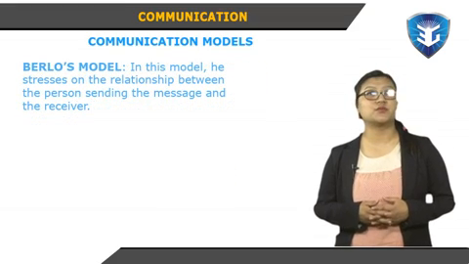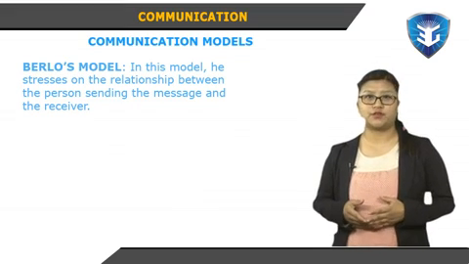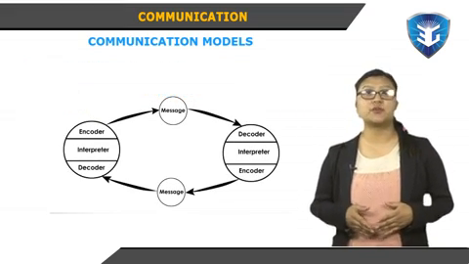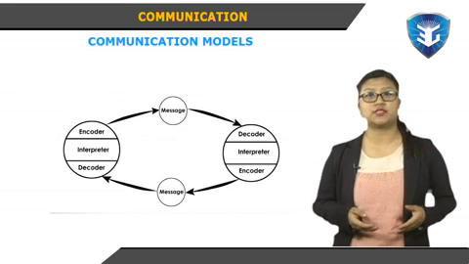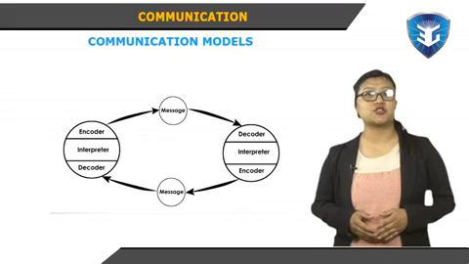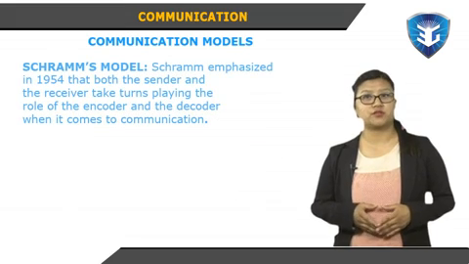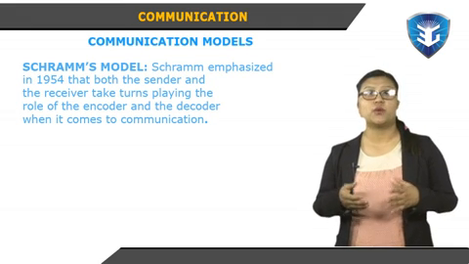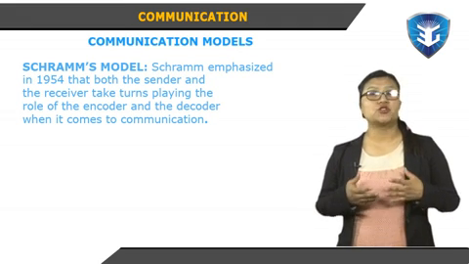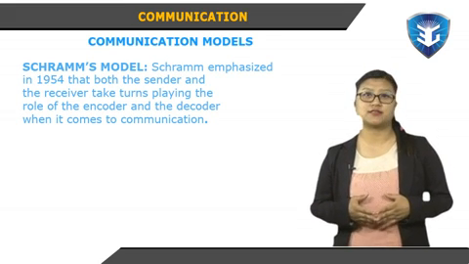Berlo's model. In this model, the stress is on the relationship between the person sending the message and the receiver. According to this model, for the message to be properly encoded and decoded, the communication skills of both the source and the receiver should be at their best. The communication will be at its best only if the two parties are skilled. Schramm's model. Schramm emphasized in 1954 that both the sender and the receiver take turns playing the role of the encoder and the decoder when it comes to communication. We should always keep in mind that each of these models has both advantages and disadvantages.